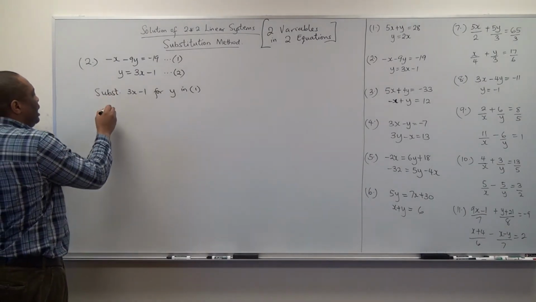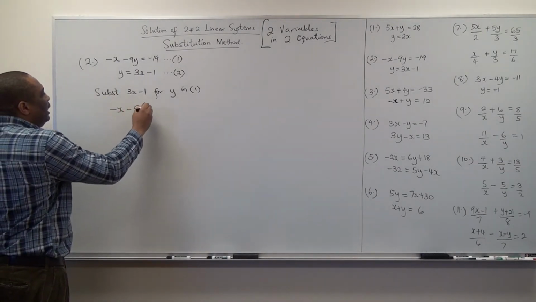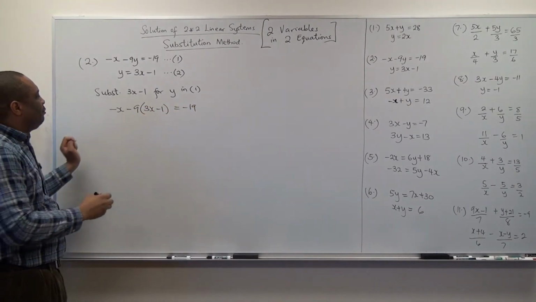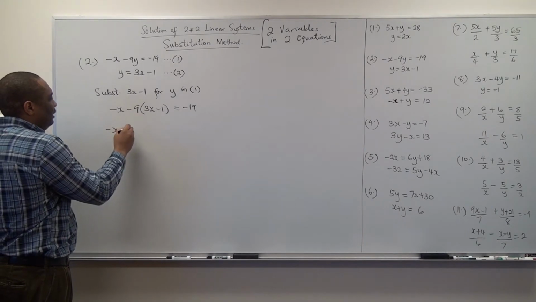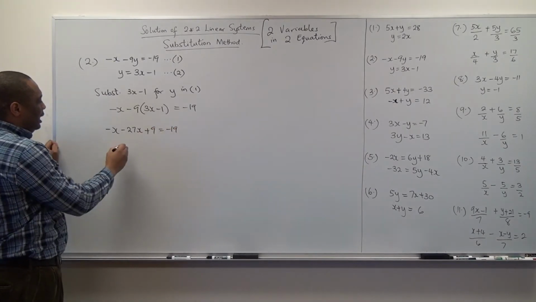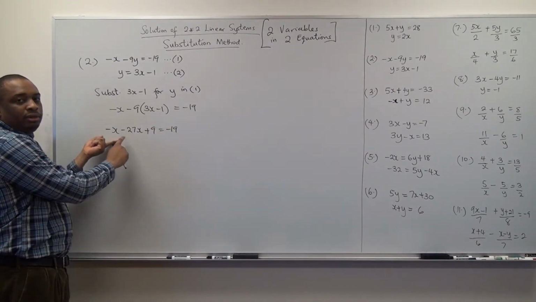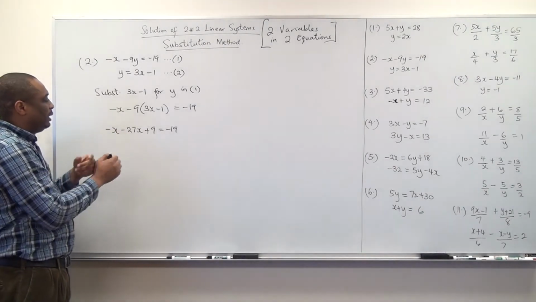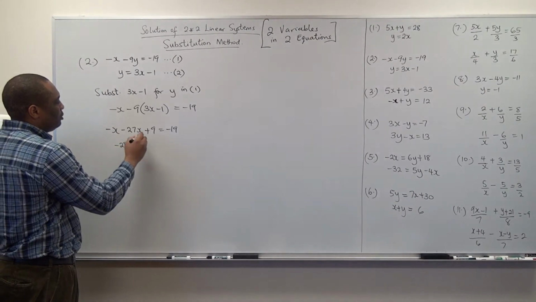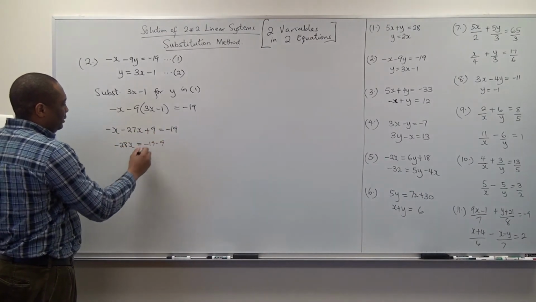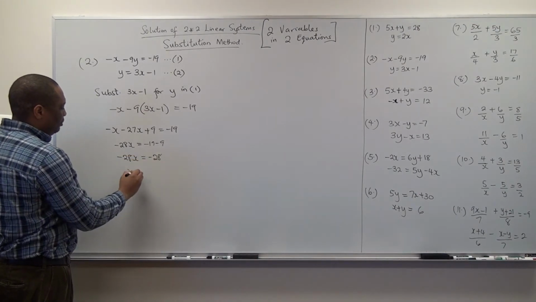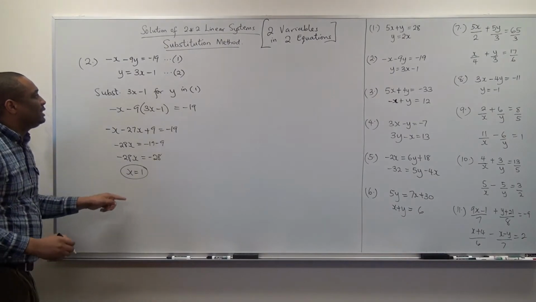So what we have to do now is negative x minus 9 into 3x minus 1 equal to negative 19. This gives you, by the distributive property, negative 27x plus 9 equal to negative 19. And that gives you, of course, as usual, like variables. You can work on them, like variables. So this is negative 28x equal to negative 19 minus 9. Negative 28x equal to negative 28. And your x will be equal to 1. Your x is equal to 1.